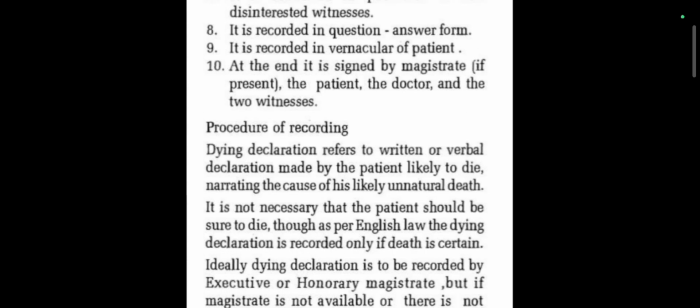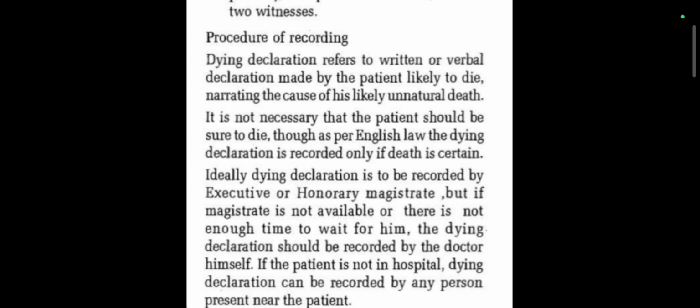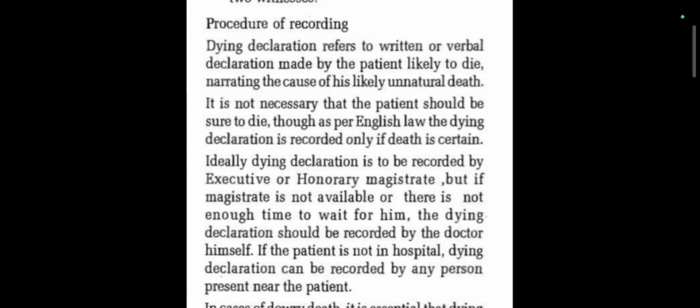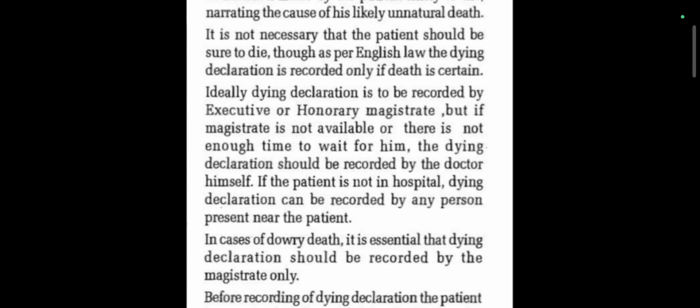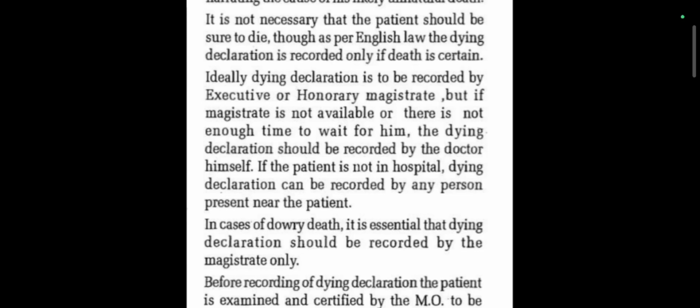So what did we learn about the procedure of recording? Number one point, it is not necessary that the patient should be sure to die, but according to English law, it is recorded only when death is certain. If somehow the person is saved, then the dying declaration is not considered valid, because the name itself suggests that it is a dying declaration.